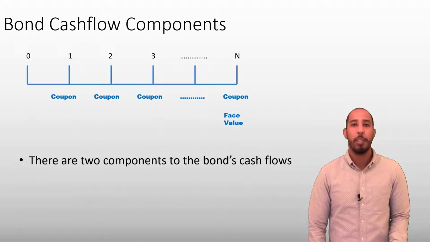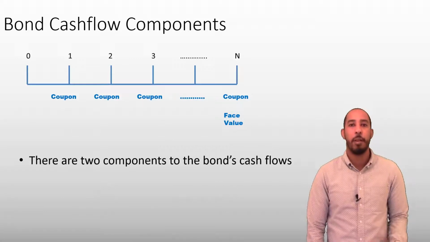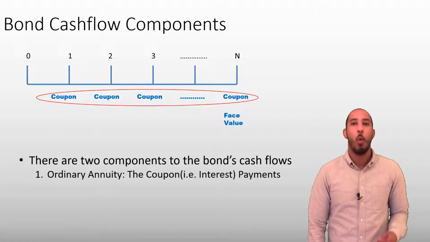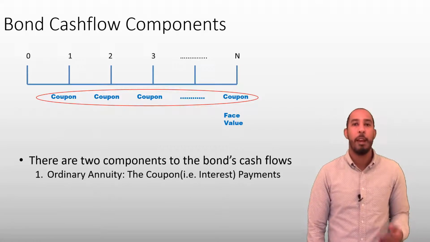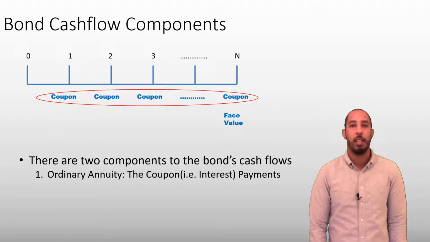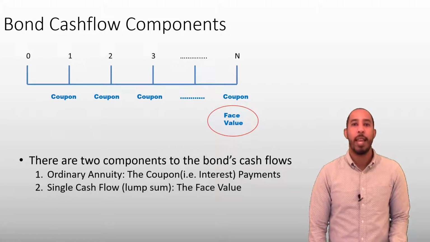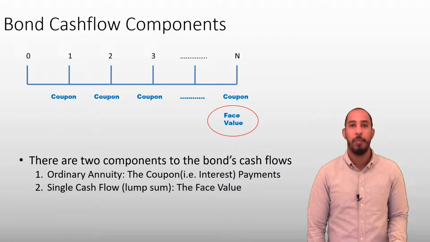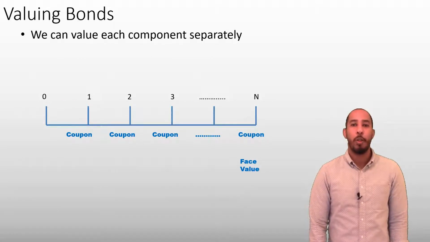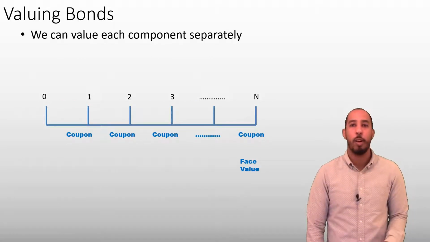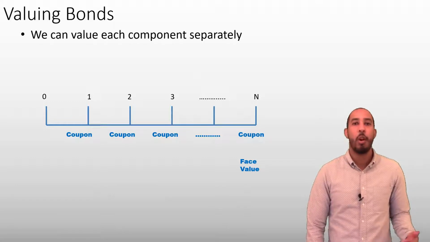Looking at the timeline a little closer, you might notice that there are two components of this bond's cash flows, and both components should be very familiar to you. First, there's an ordinary annuity component. The top part of the timeline cash flows are the interest or coupon payments. Each of these payments is identical in size, therefore they fit the definition of an annuity. The second component is the cash flow we get at the maturity date, the face value. This is just a single cash flow. We can value each of these two components, the ordinary annuity and the single cash flow, separately. And the good news is we already have experience doing that.